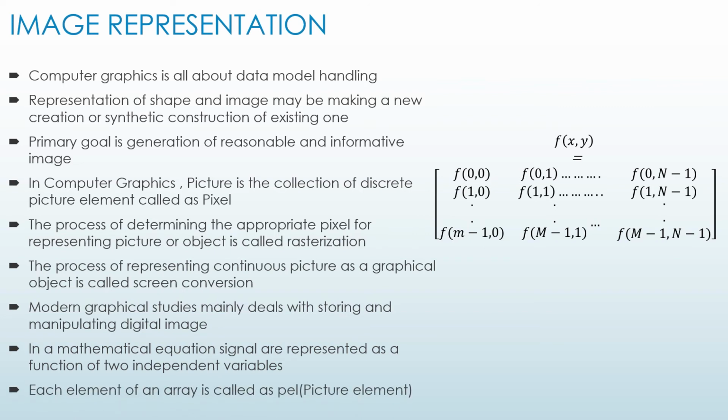Here, each element of an array is called a pixel, meaning picture element, or pel. All of f of 0 comma 0, 0 comma 1, whatever I show in the matrix, becomes a pel, meaning picture element. Mainly, the image dimensions come under 256 into 256, meaning 0 to 255, that is m minus 1 and n minus 1. And 512 into 512 becomes a much more extraordinary image.